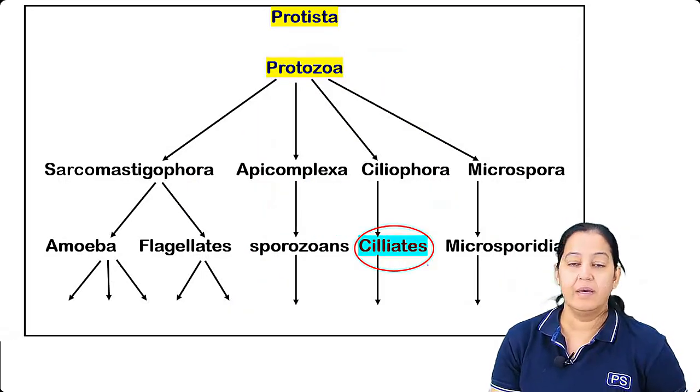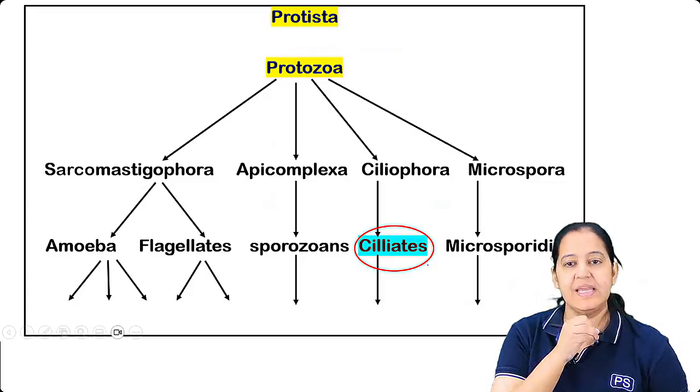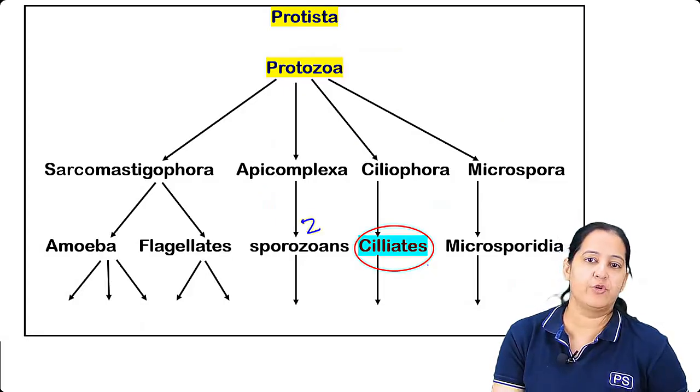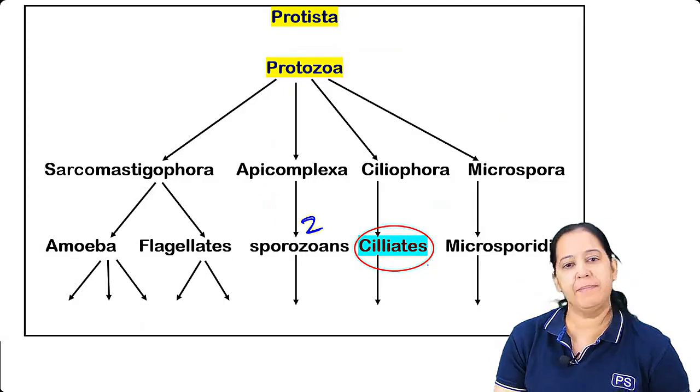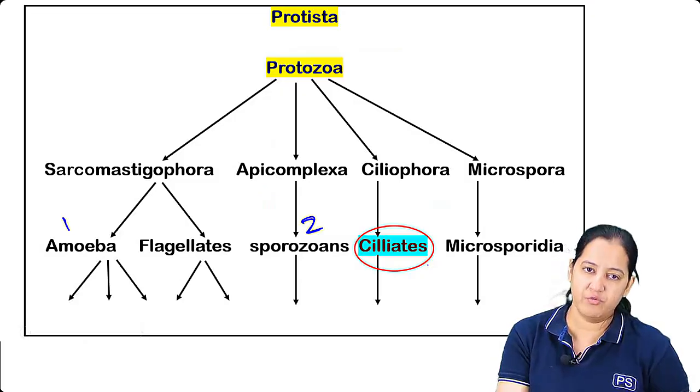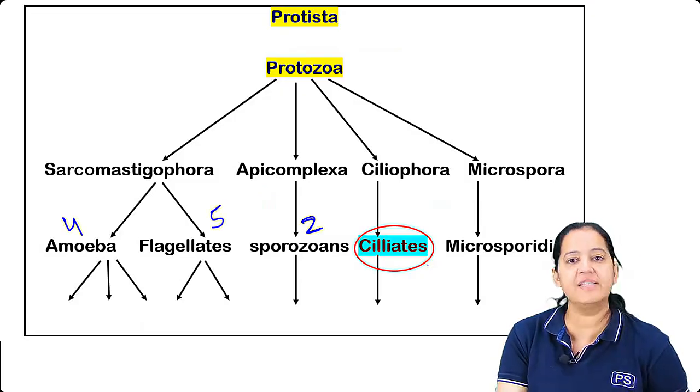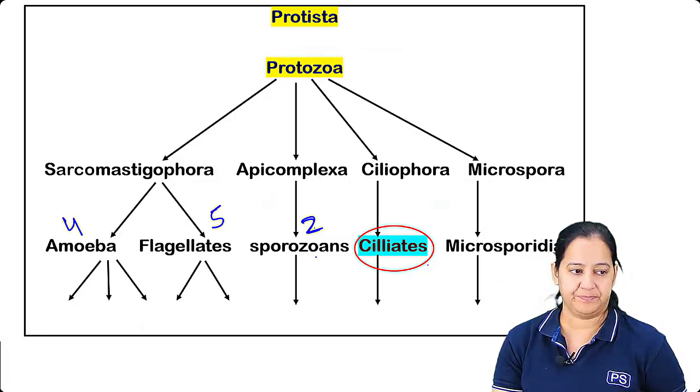Coming on to the next one, ciliates. Here I will teach you only two, Plasmodium and Babesia. So I will teach you 4 amoebas, I will teach you 5 flagellates, I will teach you 2 sporozoans.